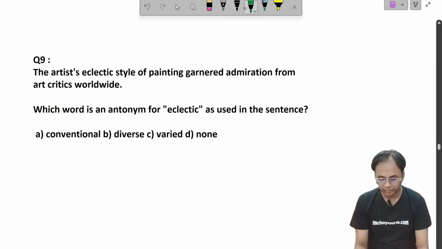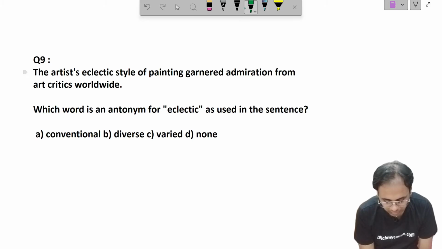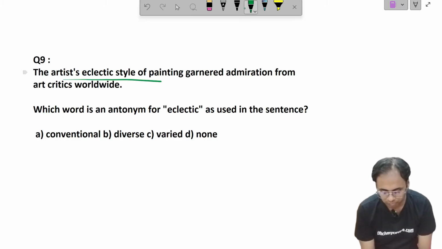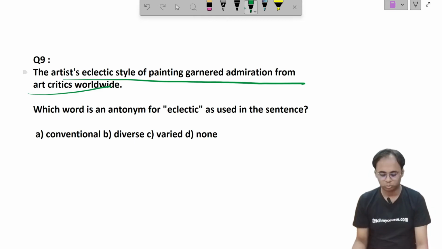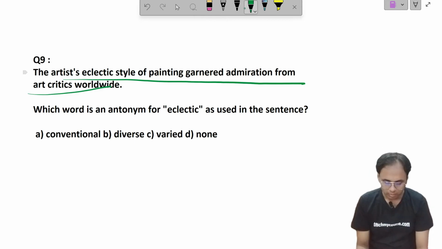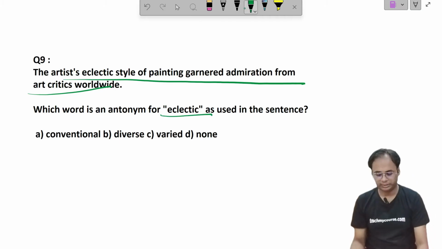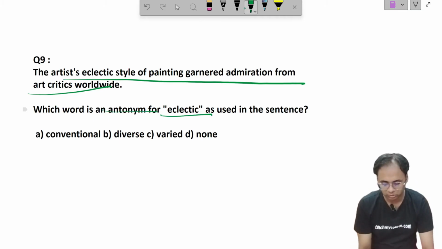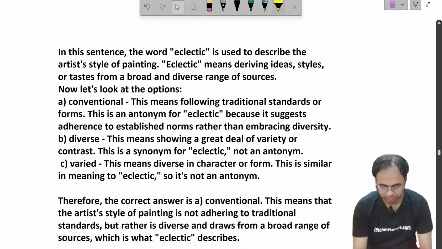So next we see these types of questions which are based on antonyms. Okay. So the sentence is: the artist's eclectic style of painting garnered admiration from the art critics worldwide. So it asks which word is an antonym for eclectic as used in the sentence. Now it is asking for an antonym and not a synonym. So let's see the explanation.